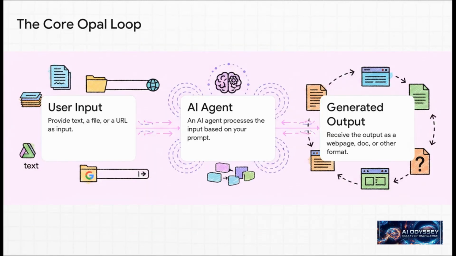The way it works is actually beautiful in its simplicity. It's just a three-step loop. First, you give it an input. That could be some text, a file from your drive, maybe a link to a website. Second, an AI agent takes that input and gets to work, based on your instructions. And third, boom, you get your output, whether that's a document, a web page, or something else entirely.